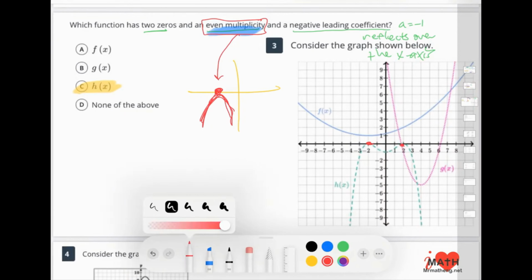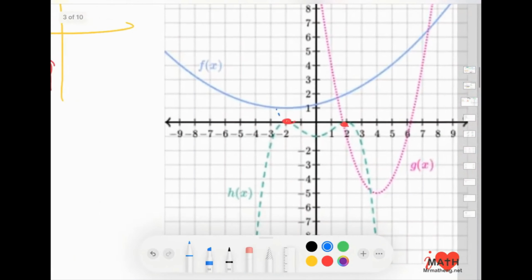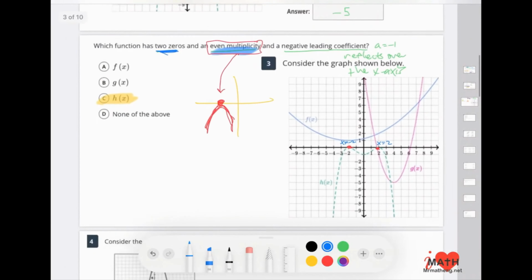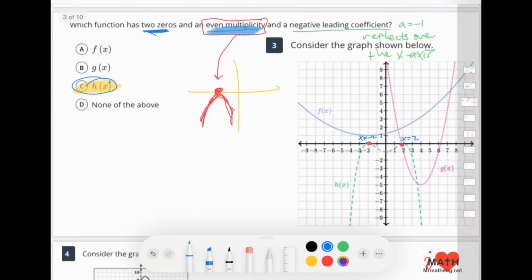Okay, and then the last clue is there are 2 zeros, okay? And the zeros are x equals -2 and x equals +2. So that kind of confirms why h of x is our answer.